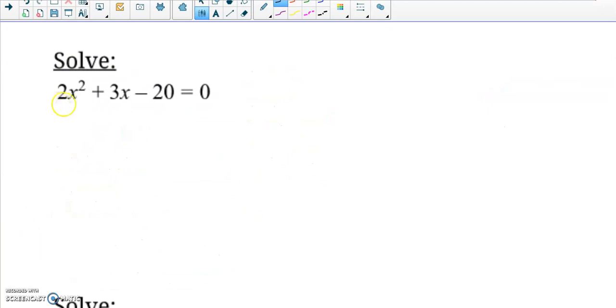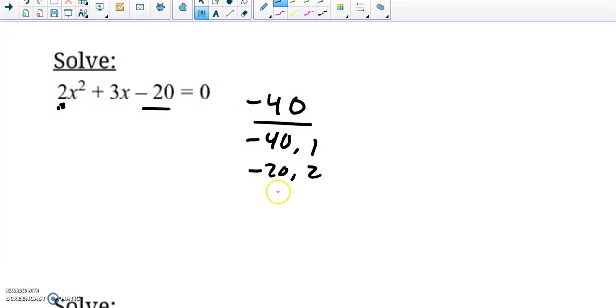So it's a quadratic where the coefficient on the x squared term is not just 1, it's 2. So I'm going to multiply that by negative 20 to get negative 40. Looking for two numbers that multiply to negative 40 and add to 3. So I'm like negative 40 and 1, negative 20 and 2, negative 8 and 5. When one's negative and one's positive, remember I have to try both combinations. So maybe it's like 8 and negative 5.